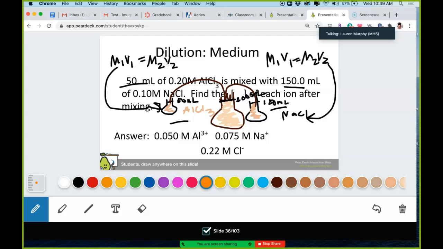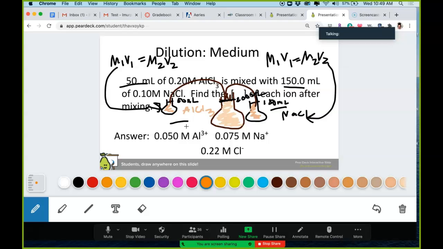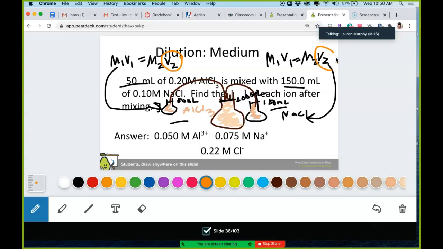Okay, now there is something that both of these equations will have in common. Which variable will be the same in both equations? The M1, the V1, the M2, or the V2? It will be the same in both equations. Which one is it? It should be V2, because now that they're both in the same container, they should both have the same final volume of 200. Questions so far?